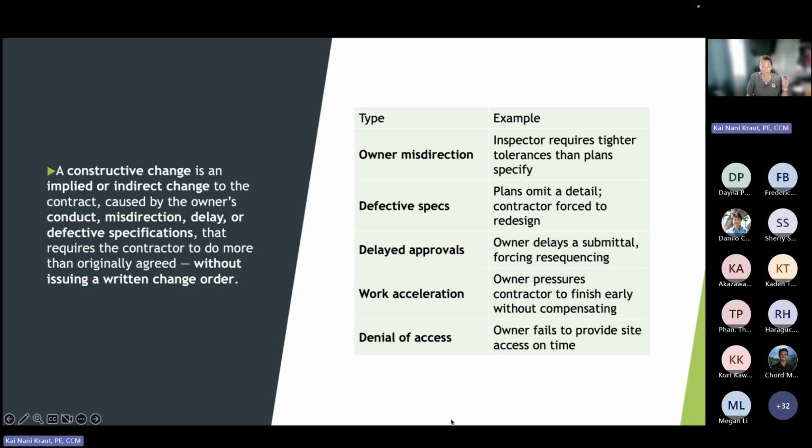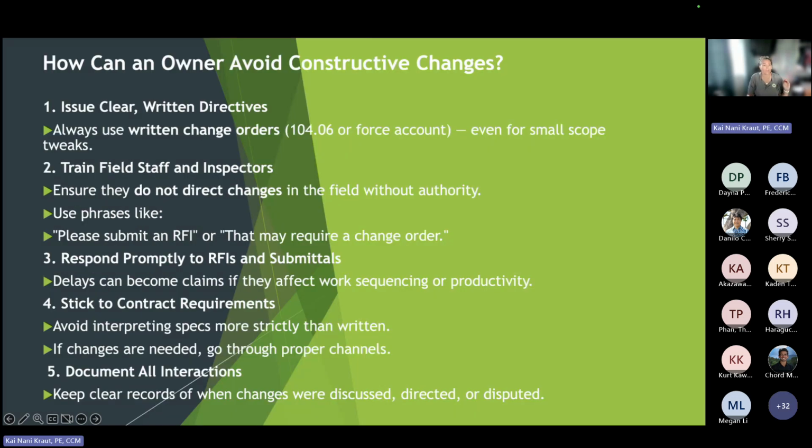I feel like I'm running out of time, so I'm going to speed up. Okay. How can an owner avoid constructive changes? So again, we want everything in writing. You want to follow the contract. We have to train everybody to make sure we're not providing those field directions. If we are, make sure we follow up in writing.